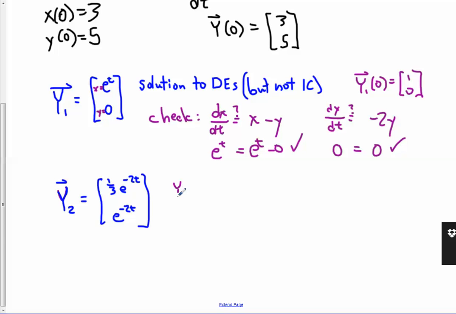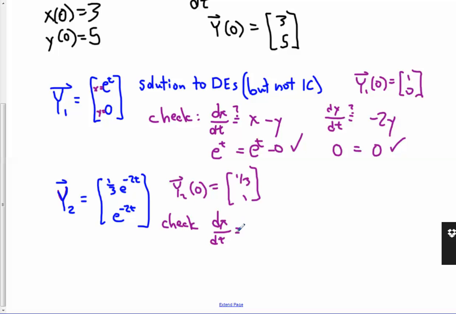Let's just see, y2 of 0, right? If I put 0 in, I can see that I get 1/3 and 1. So definitely not 3 and 5. Okay, but I can check that it satisfies the differential equations.